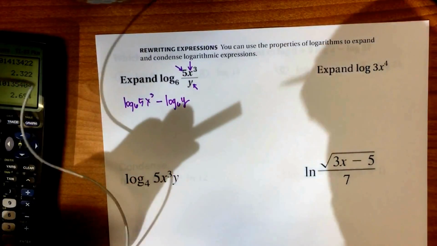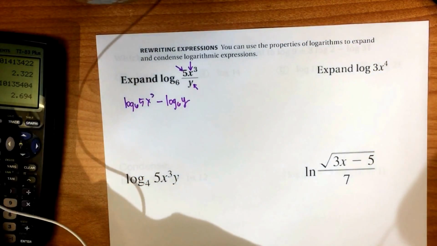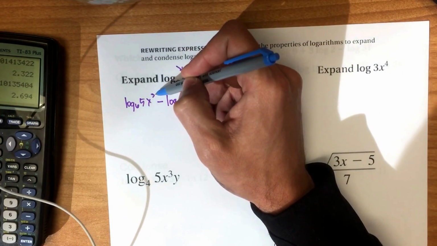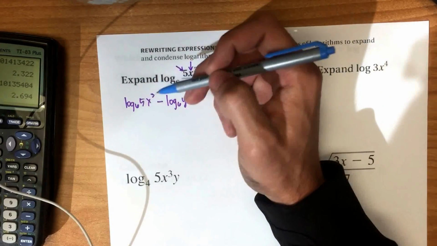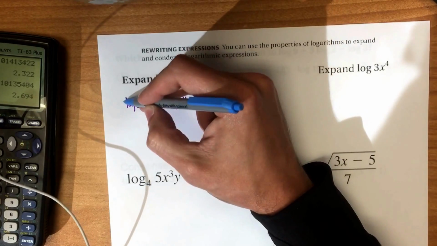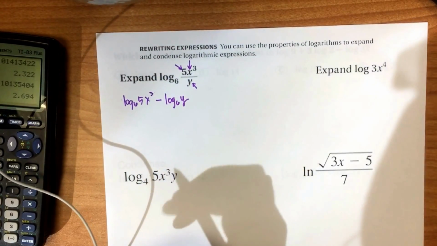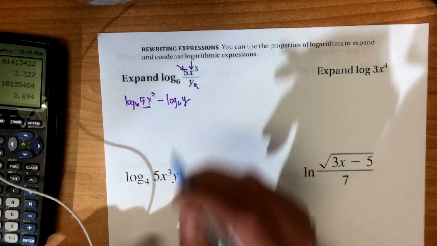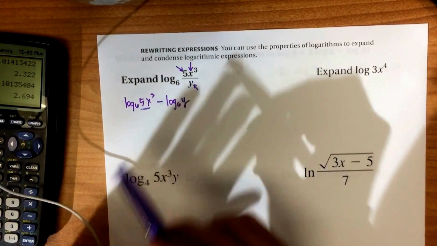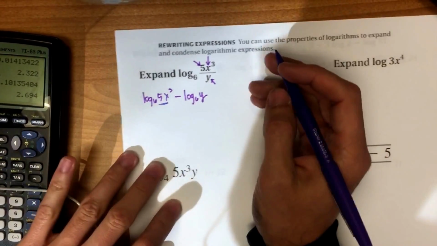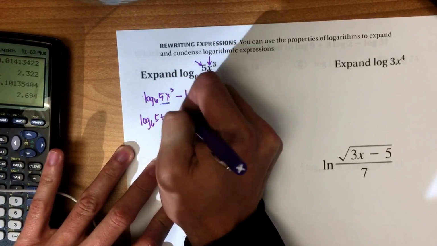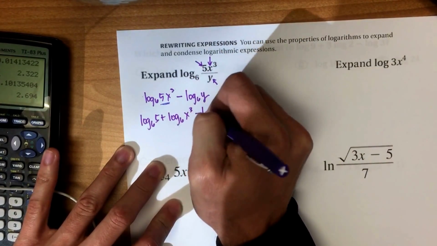Now here's the part that you have to be careful on, because this is what students like to do a lot. They see this exponent and they think, oh, power property. That means all I'm going to do is take this 3 and put it in the front. Now here's the problem with that. This 3 is not affecting the 5. So if I put it down in the front, now you're saying that it is affecting the 5. So what you have to do is split these apart first before you can bring the 3 down. So the 5 and the x cubed actually get their own logs first. So we're going to do log base 6 of 5 plus log base 6 of x cubed minus log base 6 of y.